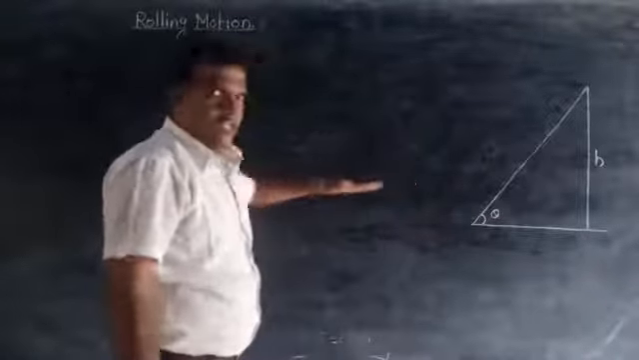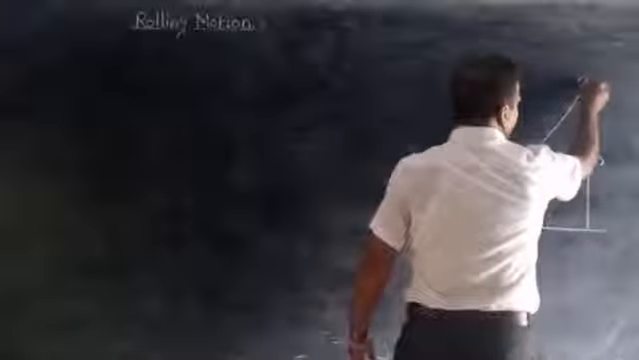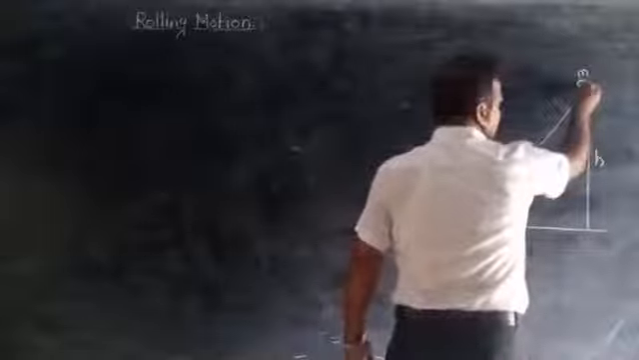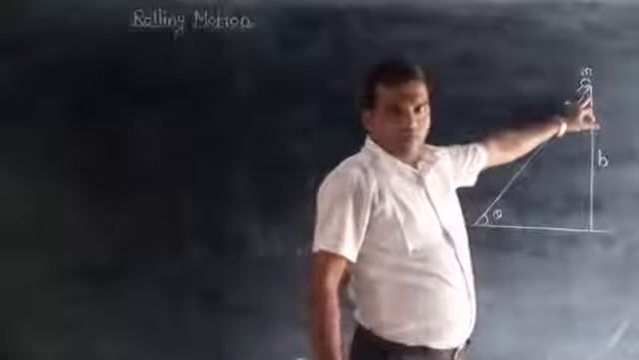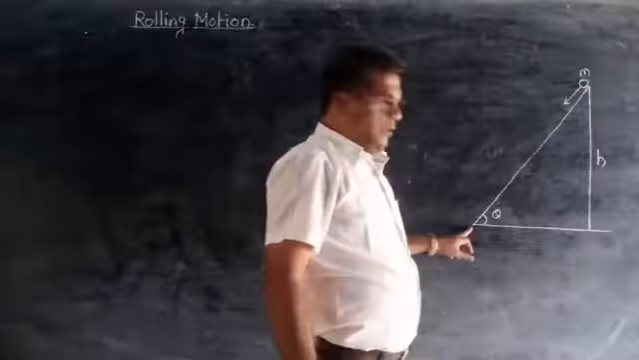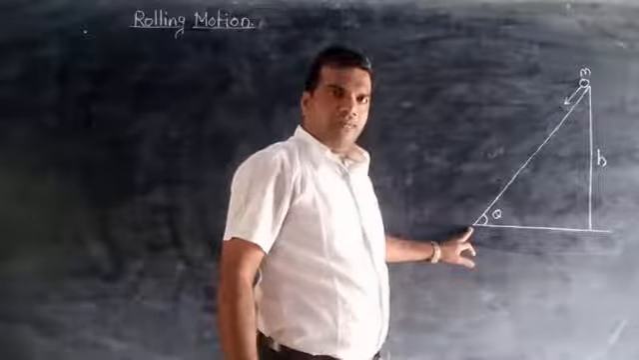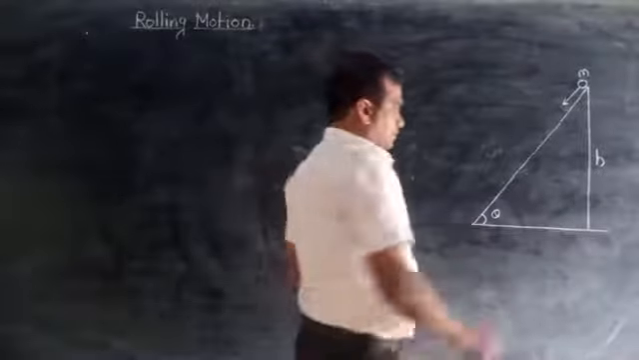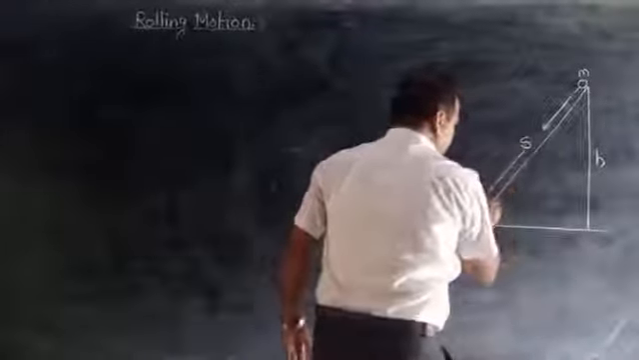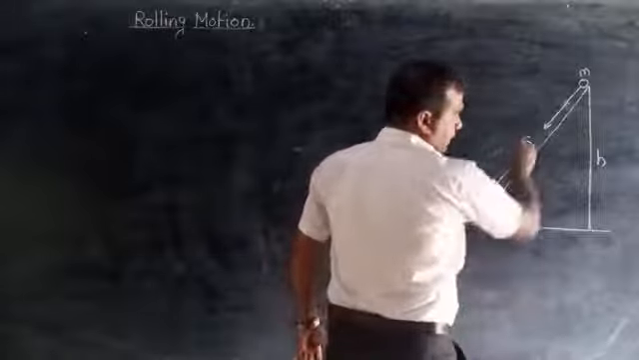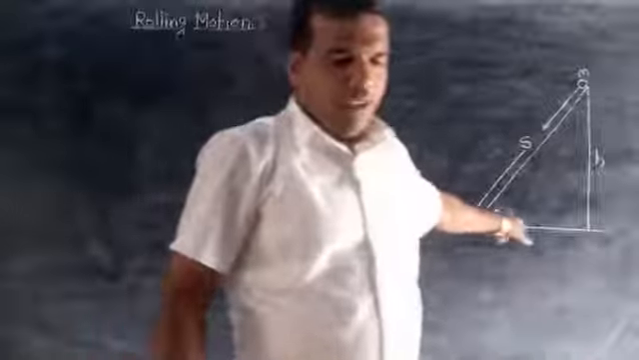Suppose this body of mass m is released from this top point, then it reaches the bottom. Then what will be the linear speed and linear acceleration of this body reaching the bottom? So suppose this body covers a distance s up to the bottom. This is s, this height is h, and theta is the angle of inclination.